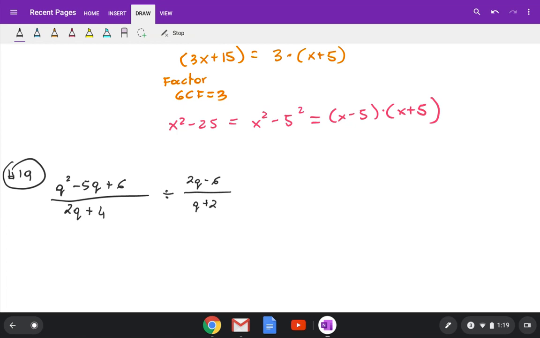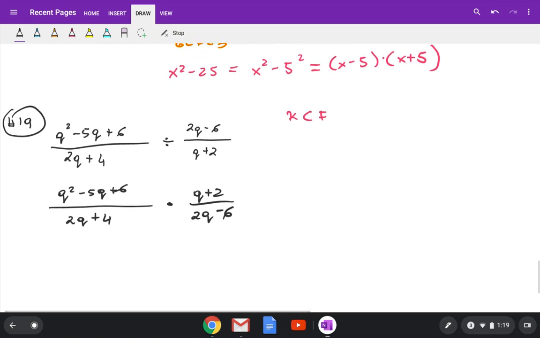So you have fraction divide by fraction. So we don't forget the shortcut keep change flip. Keep the first fraction, which is q squared minus 5q plus 6 over 2q plus 4. Change division to multiplication and flip over the second fraction. So that will be q plus 2 over 2q minus 6.